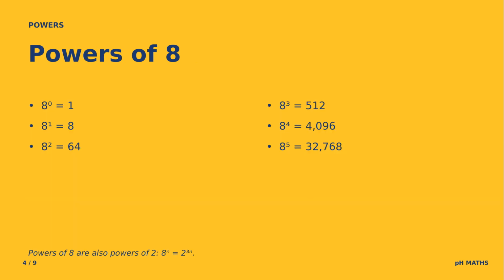Powers of 8. 8 to the 0 is 1. 8 to the 1 is 8. 8 squared, 64. Cubed, 512. To the 4th, 4096. Every power of 8 is also a power of 2. Specifically, 8 to the n equals 2 to the 3n. So 8 cubed equals 2 to the 9 equals 512. 3 identities, 1 number. Helpful in indices questions.